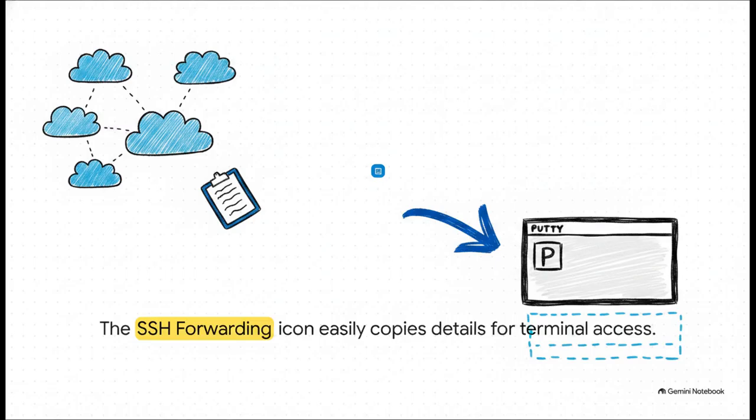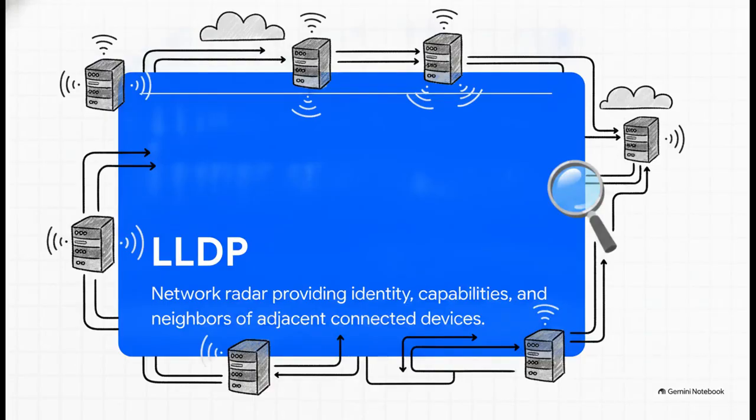ready to go. When we're talking about network discovery, LLDP, the Link Layer Discovery Protocol, is essentially your network's built-in radar. It feeds you the exact identity, capabilities, and neighbors of all adjacent connected devices. SCC gives you a dedicated view just for this, meaning you can instantly map out exactly what's plugged into your infrastructure fabric. Honestly, it's an absolute lifesaver when you're trying to rapidly troubleshoot a messy issue.